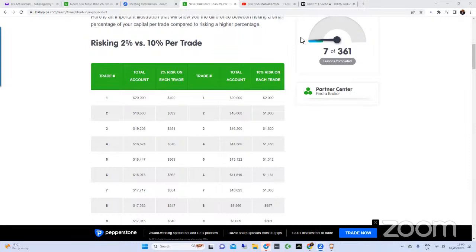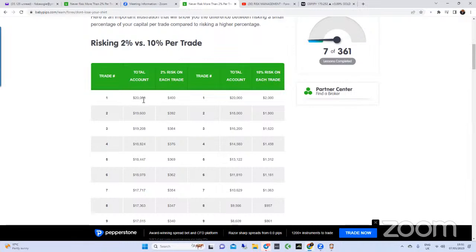Now look, they've done some tabulation for us there. They've given us the ridiculous. I gave you something even more ridiculous a while ago: risking 2% as opposed to risking 10% per trade.